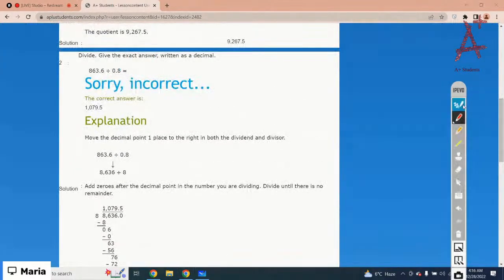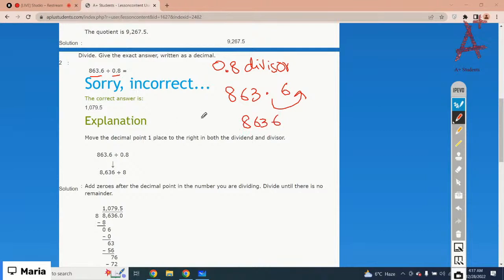Okay, it would be 863.6 divided by 0.8. Look at both numbers: both have one decimal place, especially the divisor. 0.8 is the divisor. You have to move the decimal point in the divisor. It has just one decimal place, so you move the decimal point one place right. When you move one place right, it will be 8636. Got it? Now you can just divide like we do with whole numbers.